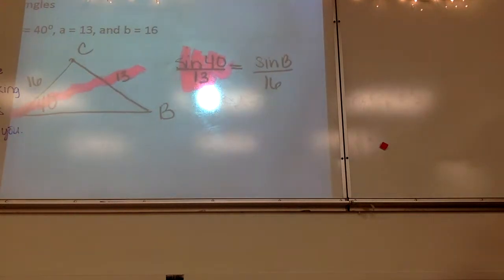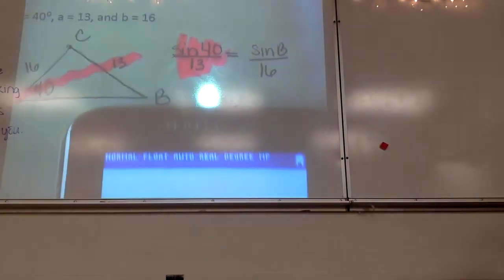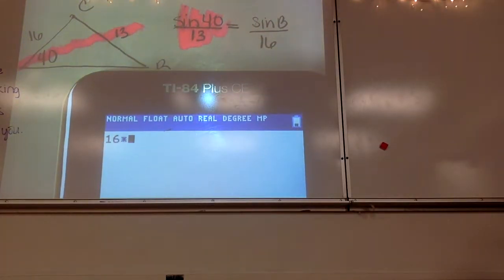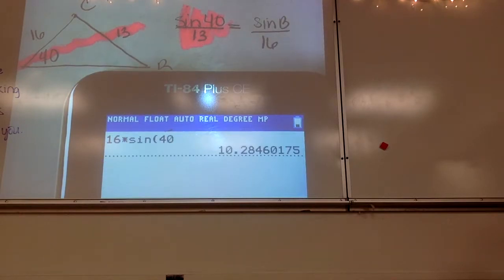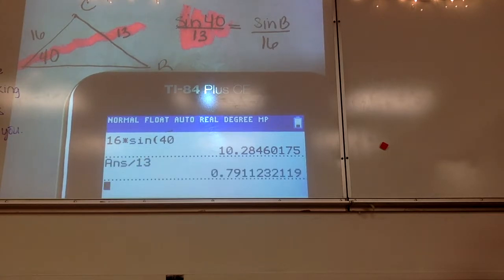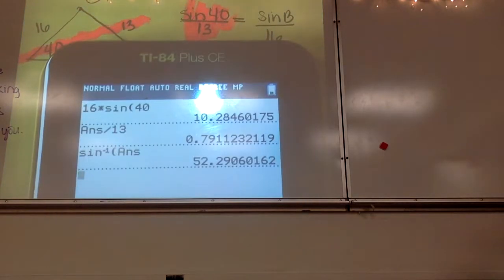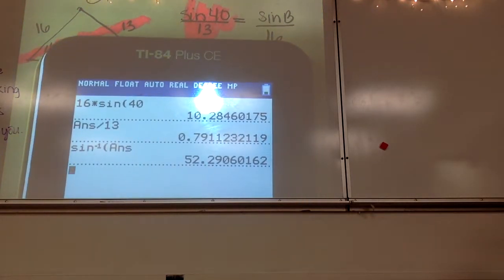All right, so we go through, we solve it. So sine of 40 times 16. Make sure you get the same thing I do. Or if I'm doing it wrong, shout at me. So sine of 40 times 16 divided by what? Divided by 13. All right. Inverse sine times the previous answer. Good. Inverse sine, shift answer. So the angle B is 52 degrees.